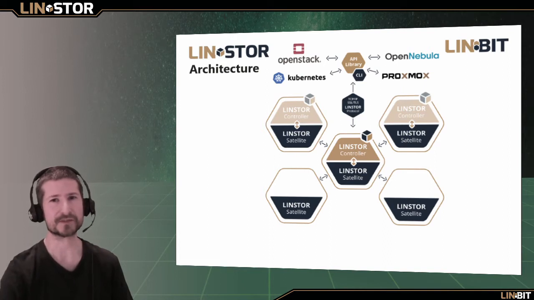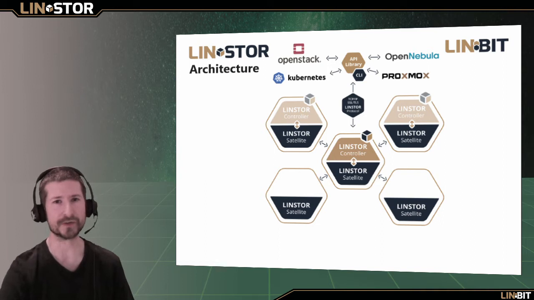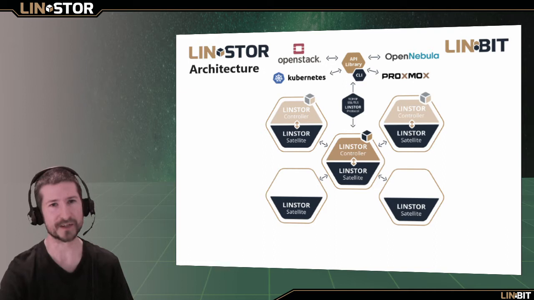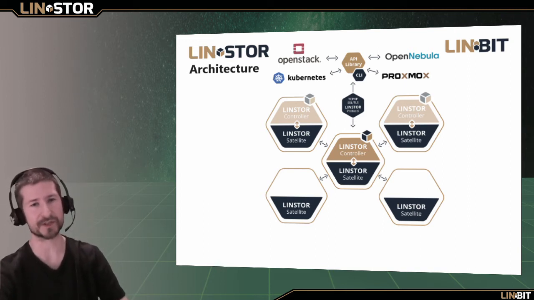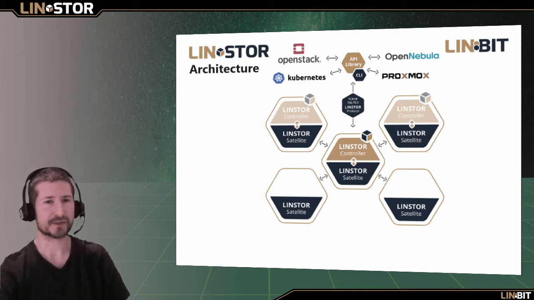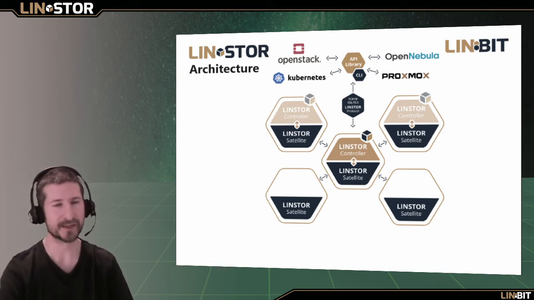Let's take a look at LINSTOR's architecture. The LINSTOR server consists of 2 components, the controller and the satellite. Those are 2 independent modules, and you can run both on the same node. If you run the controller and satellite on the same node, that's what we refer to as a combined node. Every LINSTOR cluster needs at least one controller, and optionally you can have multiple backup controllers. Satellites run on all nodes that provide storage.